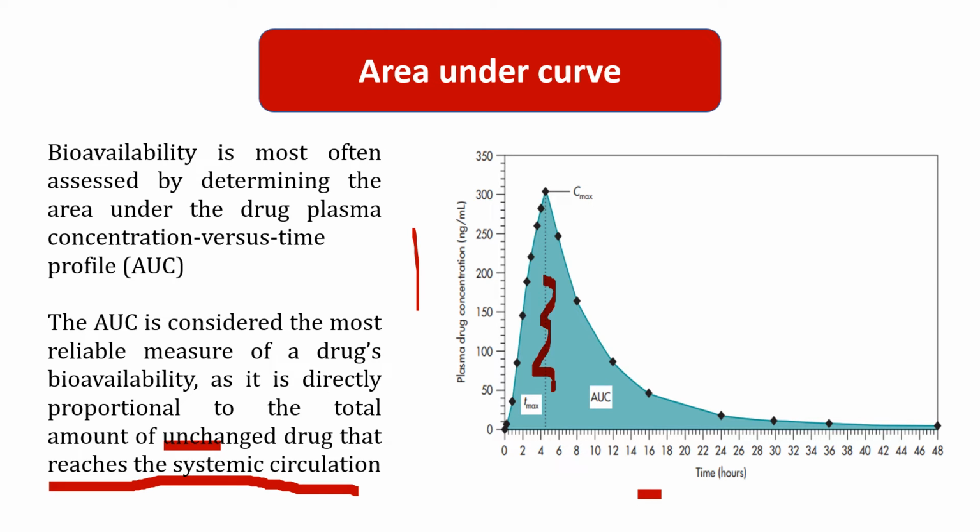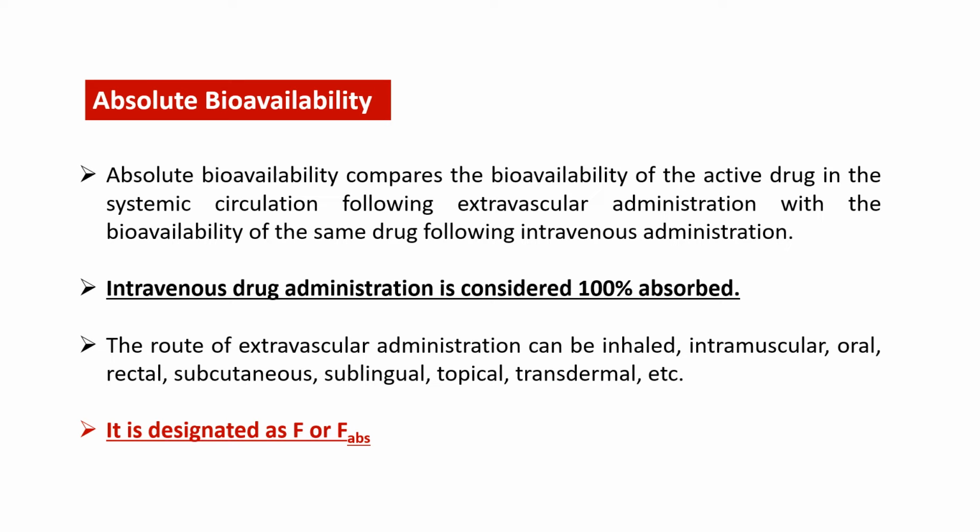So how it is used, let's see in the subsequent slides. Regarding bioavailability, there are two types, absolute and relative. Let's first go with absolute. It compares the bioavailability of the active drug in the systemic circulation following extravascular administration, meaning not parenterally, for example taking it orally, with the bioavailability of the same drug following an intravenous administration. So IV versus extravascular administration. This is what absolute bioavailability is.